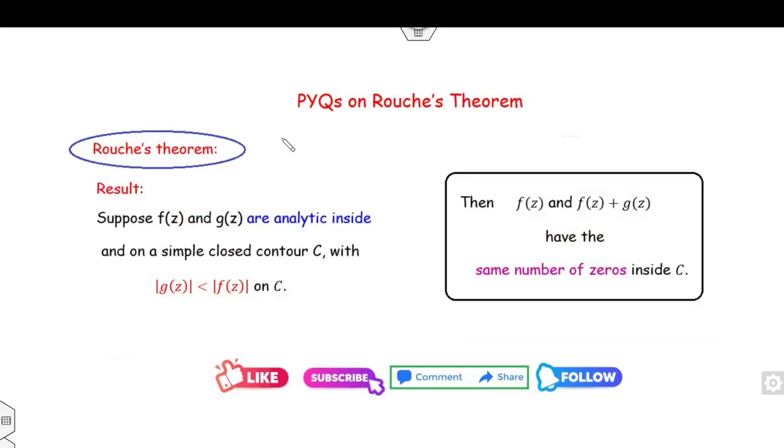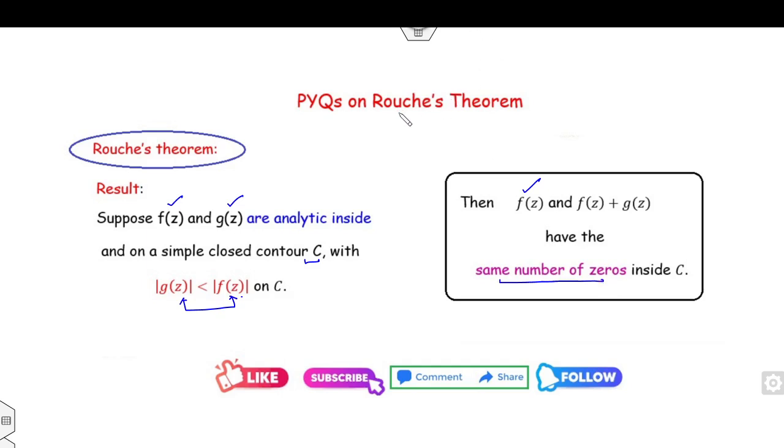Now, what is the concept of the Rouche theorem? Let me quickly recall it and then give you the shortcut tricks. If you have two functions f and g which are analytic inside and on the boundary of the circle or the curve, such that the absolute value of g is less than the absolute value of f, then f and the sum of the functions f plus g have the same number of zeros.